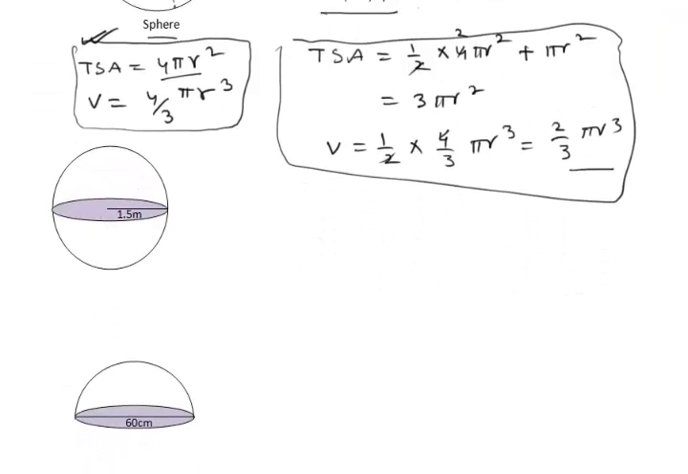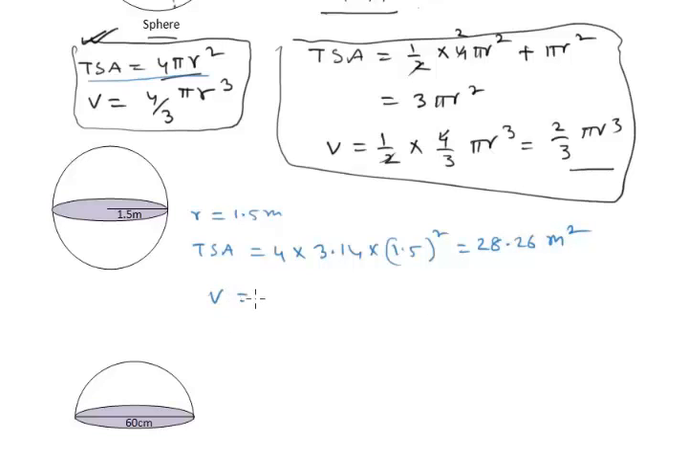Here for a sphere, its radius r is given 1.5 meter. Now we need to find its surface area. So for a sphere, the total surface area formula is 4 pi r square, pi means 3.14, and r square, here r is 1.5 meter, so 1.5 whole square. So if we do this calculation, we will get the total surface area 28.26, and unit is in meter, so area will be in meter square.